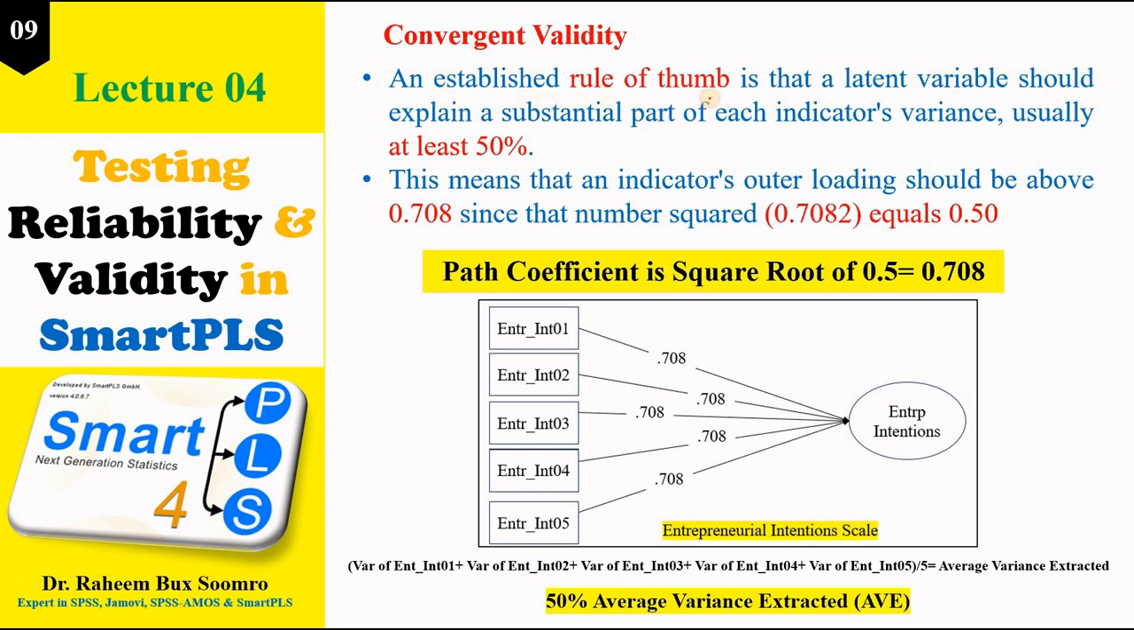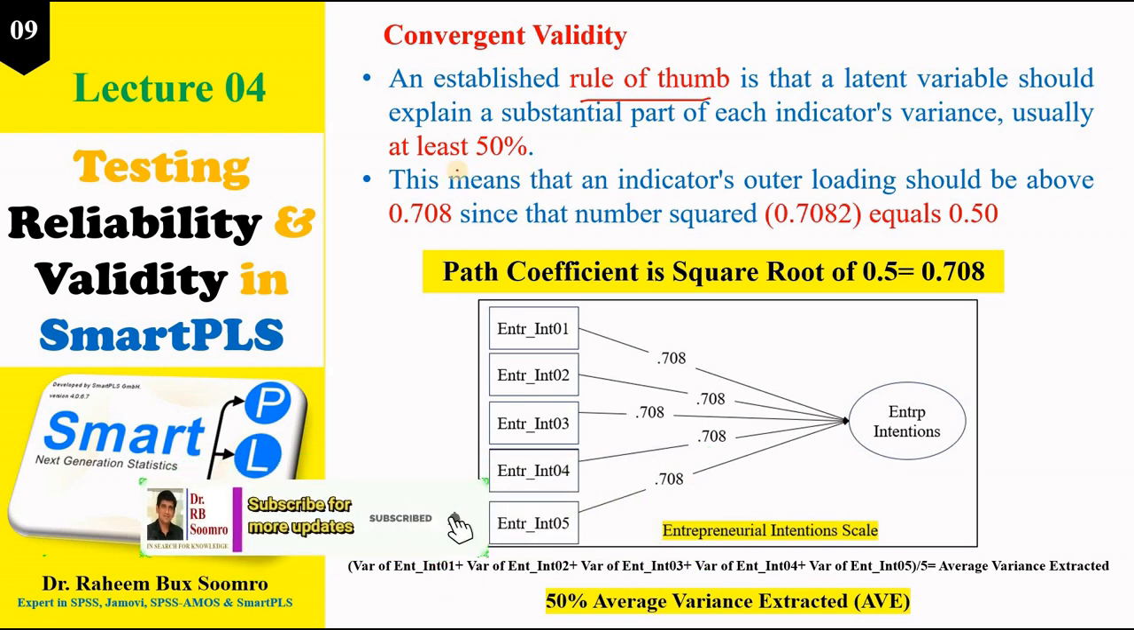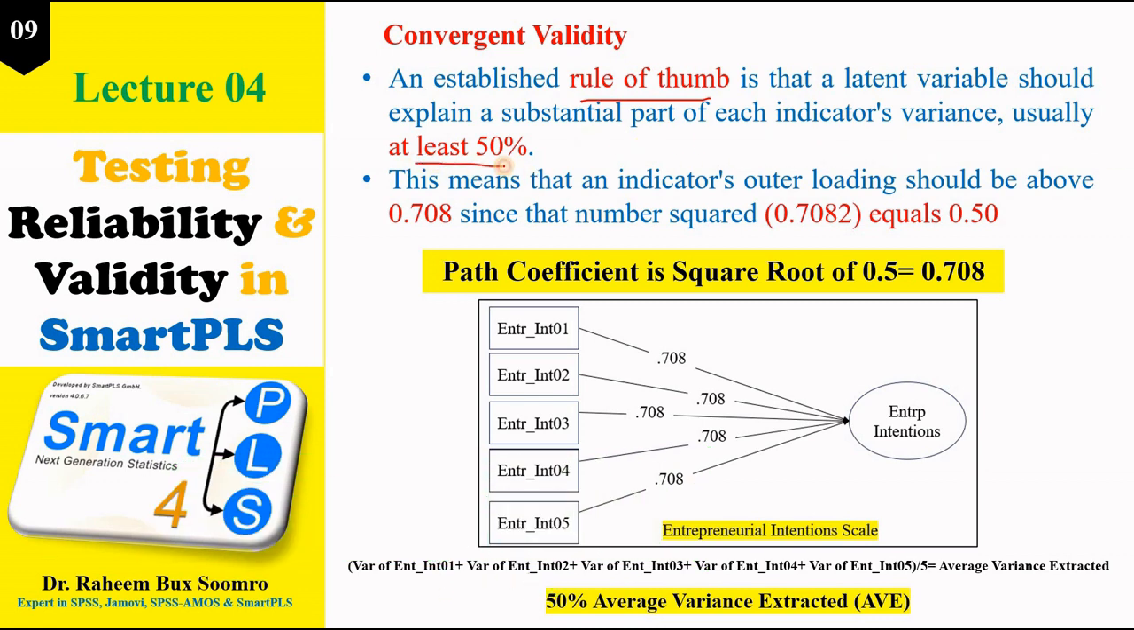As an established rule of thumb for convergent validity, the latent variable should explain a substantial part of each indicator, usually at least 50%. So this means that the outer loading should be above 0.708, because when we square 0.708, it becomes 50%. So the contribution of every indicator in its construct should be more than 0.5. The square root of 0.5 is 0.708.